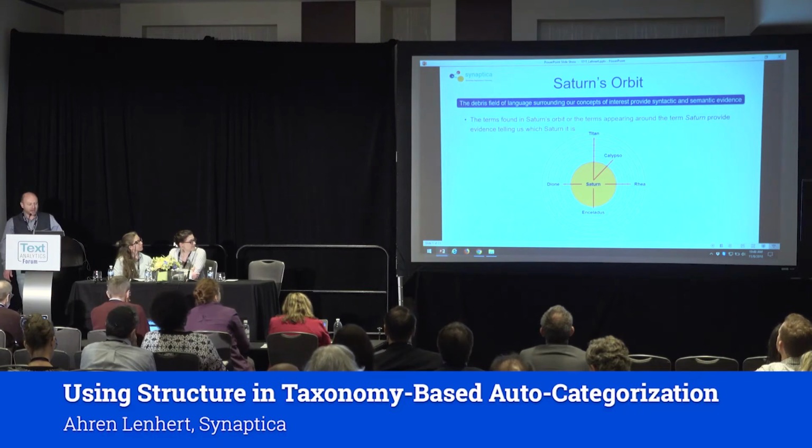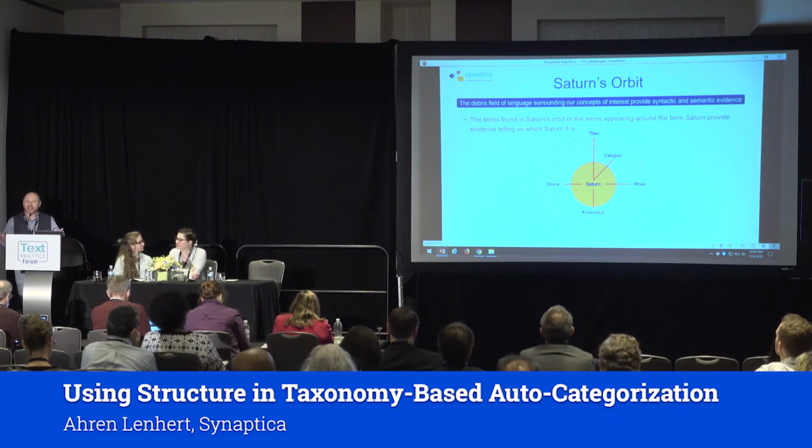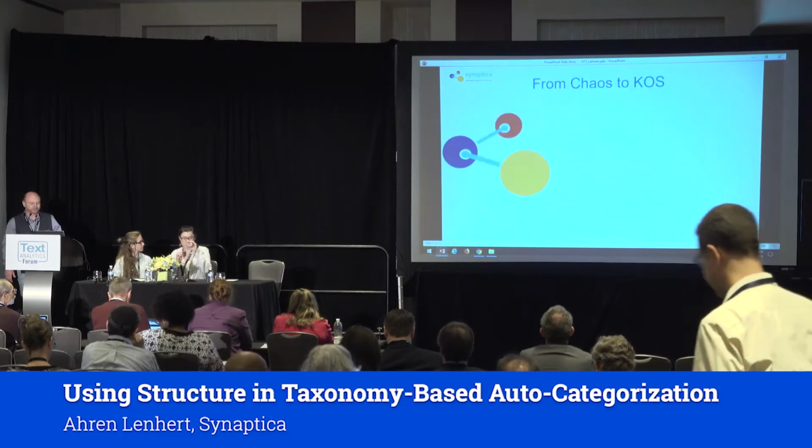Okay, so I kind of used Saturn as my example here because it's this very nice metaphor that you have all this debris and chaos of language surrounding the object of interest, right? In this case, we're kind of interested in the concept Saturn, and there's all these other words around it, this debris field of language, and we're trying to figure out which Saturn, in this case, that we're looking for.